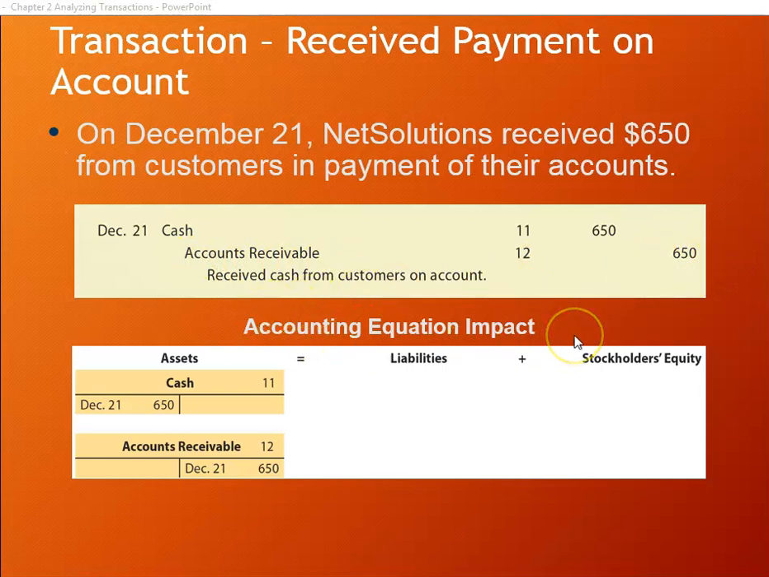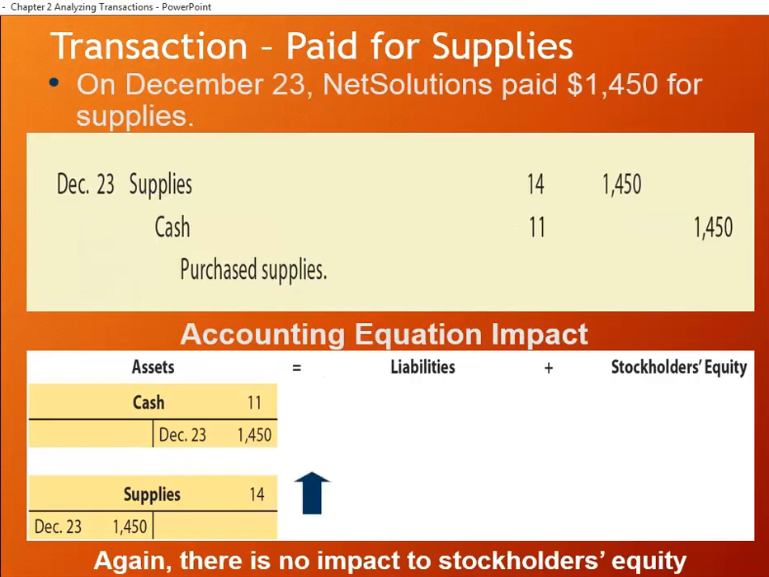The accounting equation impact, there is none. One asset has gone up by $650, cash. Another asset, accounts receivable, has gone down by $650. The full $1,750 benefit to stockholders' equity was recognized at the time the services had been performed and the revenue had been earned. Now we're just collecting on an accounts receivable. The fact that we're getting cash does nothing to increase stockholders' equity. We can't double dip and increase equity twice. Does that make sense? Okay. So assets go both up and down.